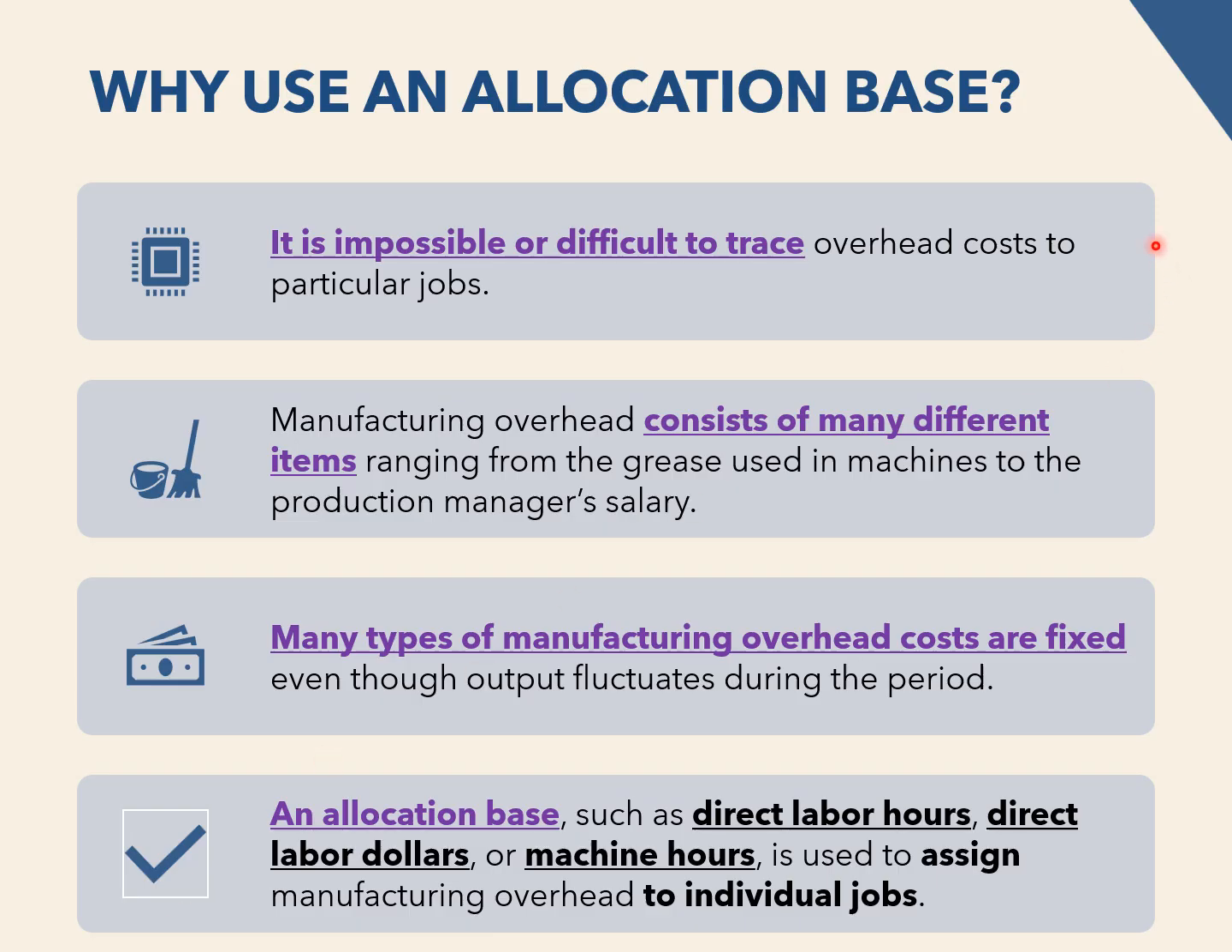Because it's impossible or difficult to trace overhead costs to particular jobs, manufacturing overhead consists of many different items ranging from the grease used in machines to the production manager's salary, and many types of manufacturing overhead costs are fixed, even though output fluctuates during the period. So we need to use an allocation base, such as direct labor hours, direct labor dollar, or machine hours, to assign manufacturing overhead to individual jobs.